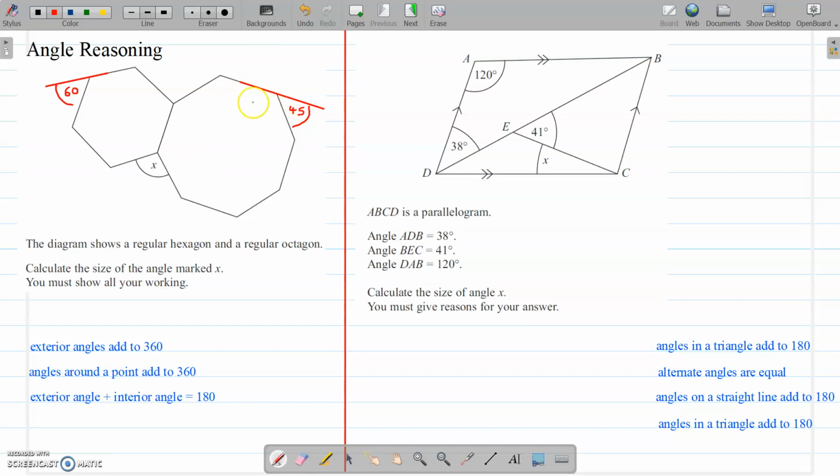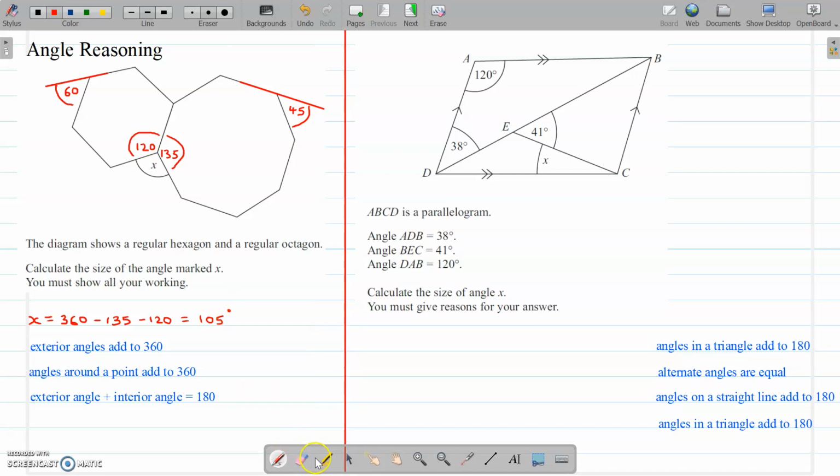If you now work out the interior angles, okay, that's always 180 minus the exterior. So the angle on the inside here is 135, okay, and the angle on the inside of the hexagon is 120, okay. That comes from 60 taken away from 180. That comes from 45 taken away from 180. Now you have 3 angles around a point, which add up to 360. So x equals 360. And from that, we take away the 135 and the 120. And that leaves us with an angle of 105 degrees, which is x.